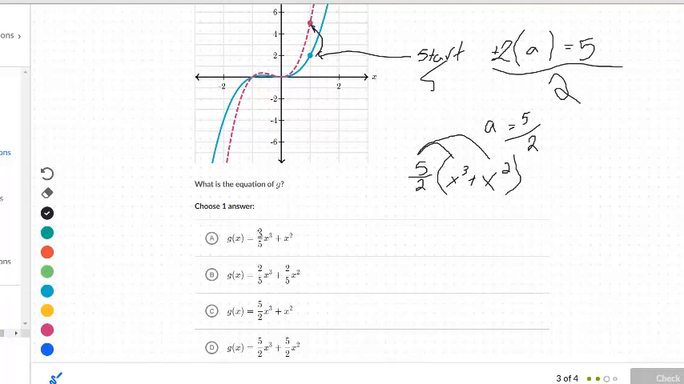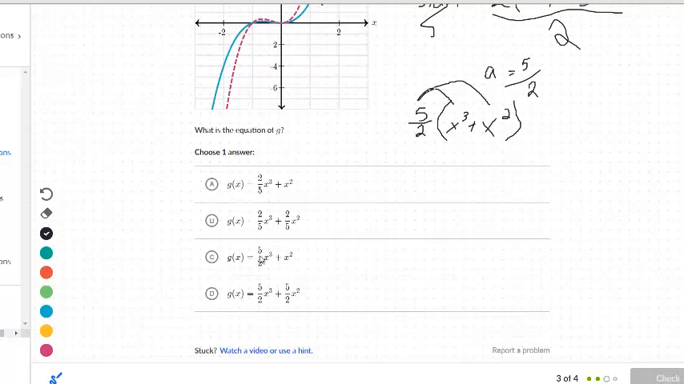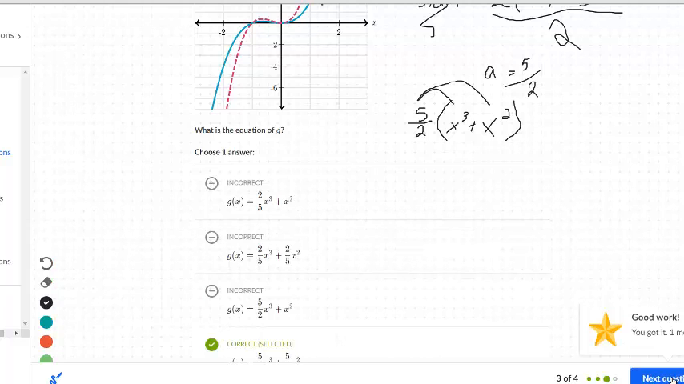So my first two I'm skipping right away because they're 2/5, and that's not what our multiplier is. Our multiplier, a scalar, we said was 5/2. I'm going to pick D because it's happening for both of our x terms. It's happening outside the parentheses at first, so it's going to impact every x term that we have. And so we have it right.